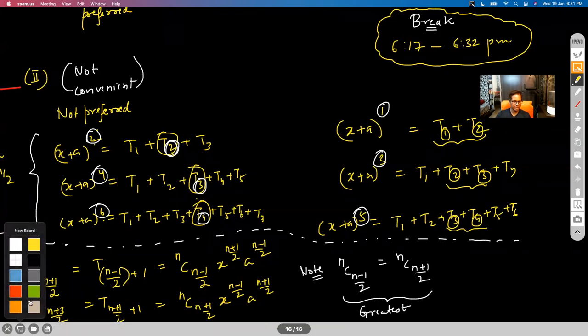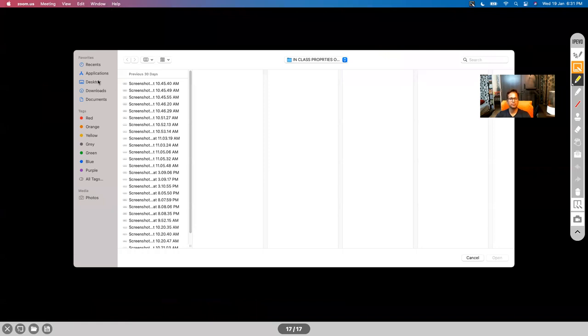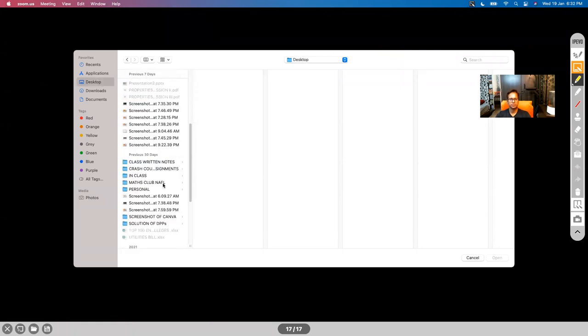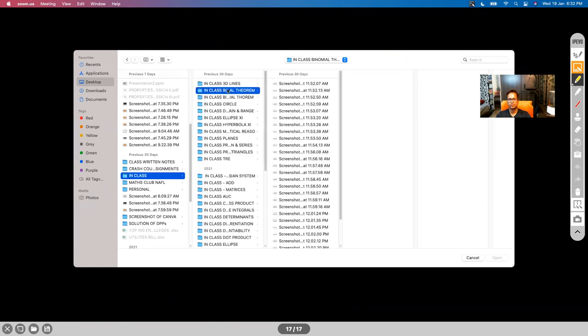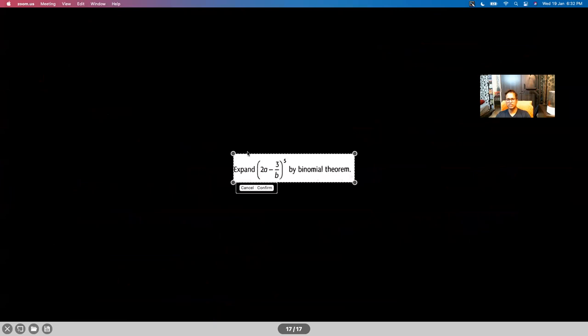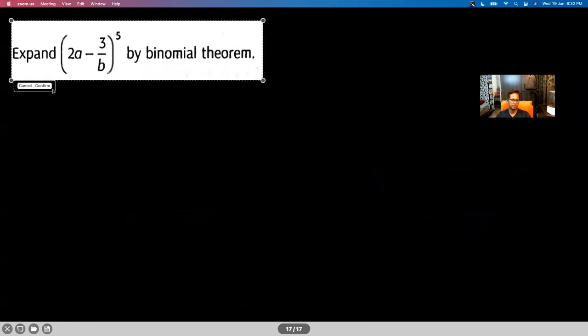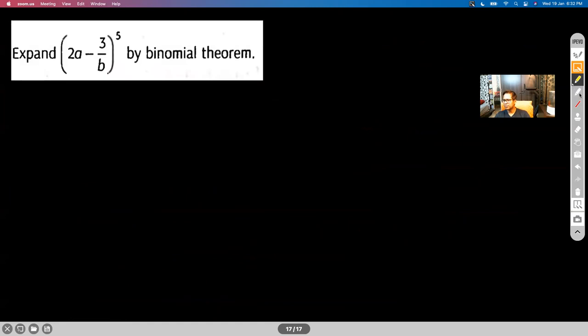So let's start with some basic questions on whatever we have covered so far. Let me begin with this question. Expand this by binomial theorem. Now it's a very simple question, but I just wanted to see whether everybody has understood that basic theorem that we had discussed in the initial part of our class. Don't simplify any term, just write them down. So open your notebook and just write down the six terms. Why six terms? Because the exponent here is 5, right? So write down the six terms that you get from the expansion. No need to expand anything.